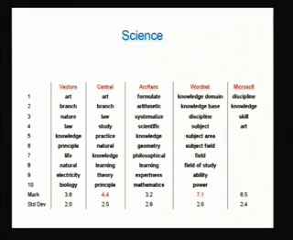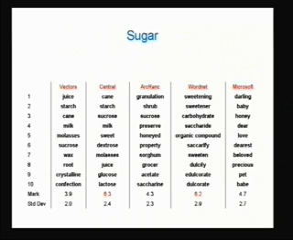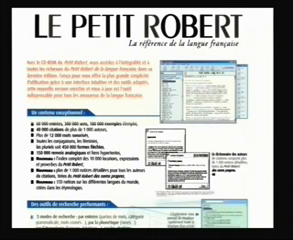Okay, so the last word is sugar, and again we're performing reasonably well as compared to the other 2 methods. And as you can see, the human-made dictionary of Microsoft seems to focus on a particular aspect of the word sugar. So we've had exchange with Le Petit Robert, which is the French dictionary, and they are now considering implementing this method in their CD-ROM version of their dictionary.